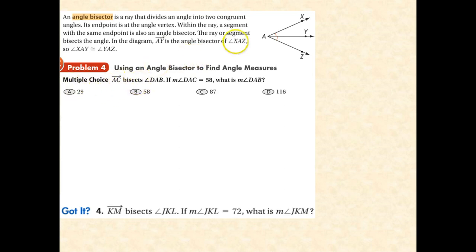Multiple choice. AC bisects angle DAB. If measure of DAC equals 58, what is the measure of DAB? Well, I'm going to draw angle DAB. Remember, the middle letter has to be the vertex. AC bisects it. It's a ray AC.